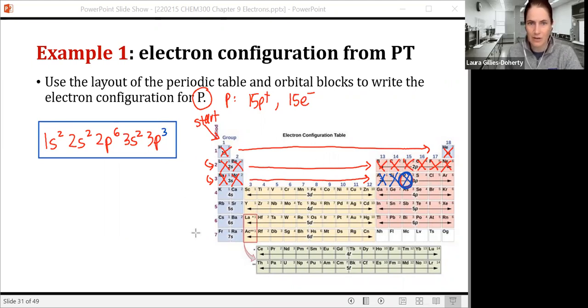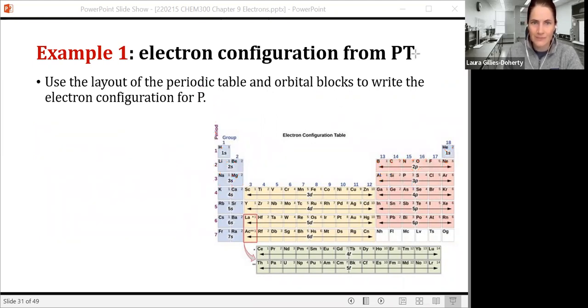Using the shape of the periodic table to get there and just counting the electron boxes, each atom represents adding an electron because each atom has an additional proton. So we can follow along on the boxes and use the orbital blocks to fill these diagrams. Okay, let's do another one as well.